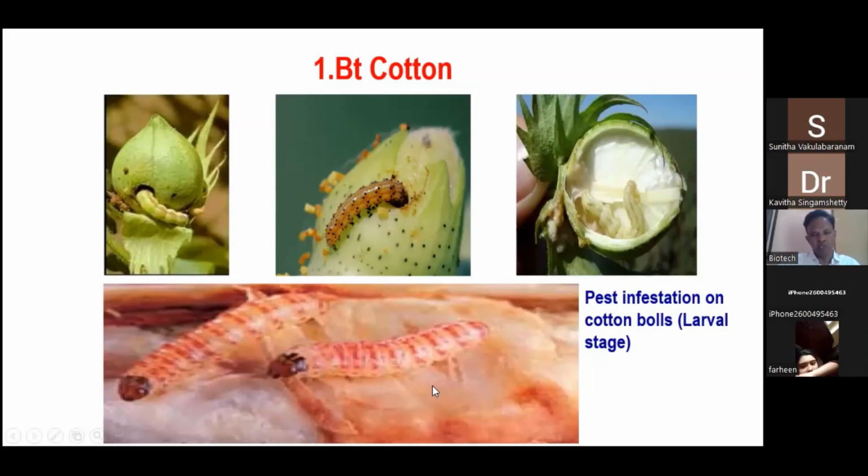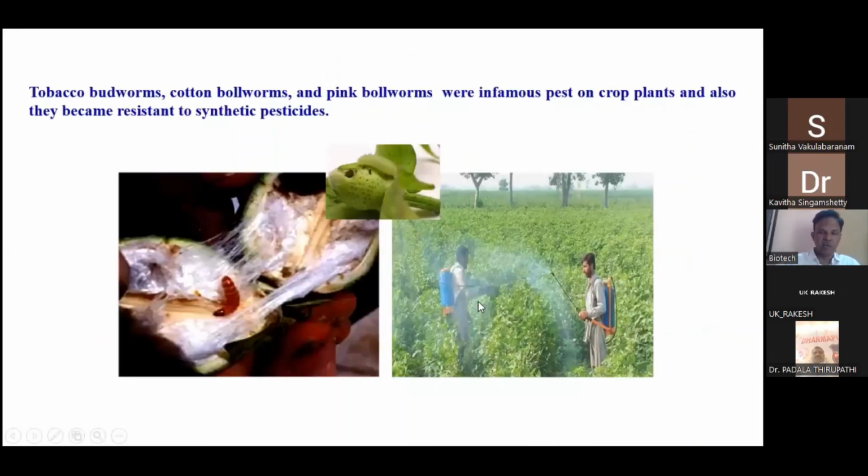As a result of this pest infection on cotton, we lose almost 90% of the crop because of this pest. Because this happens at the end of vegetative phase, and when we see there's flowering and then fruiting, this happens. Okay, so what a farmer does is he starts to spray a lot of pesticides.